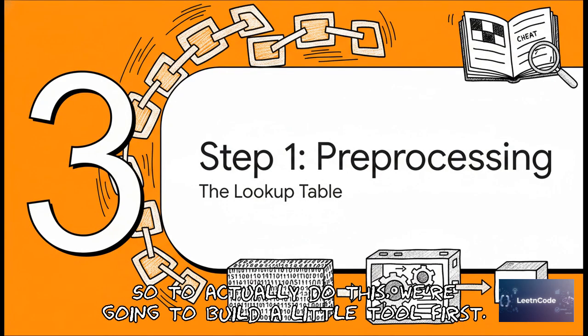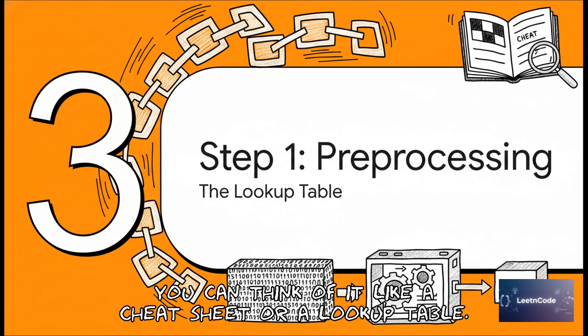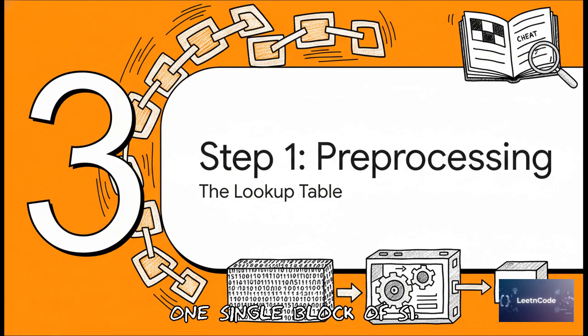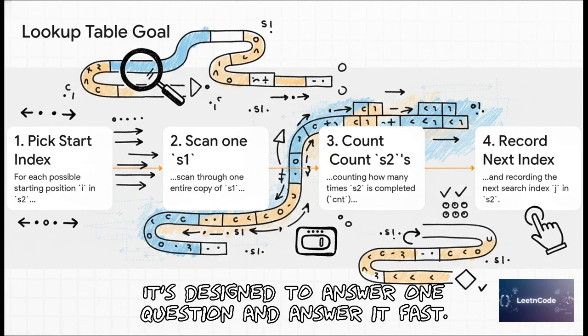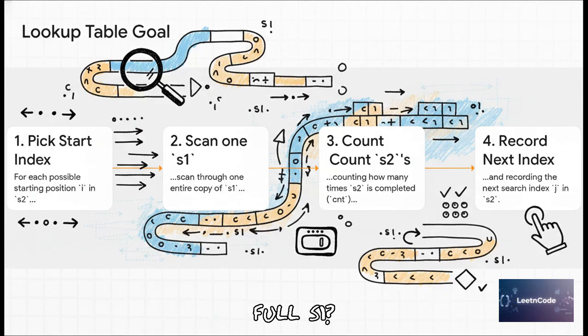So to actually do this, we're going to build a little tool first. You can think of it like a cheat sheet or a lookup table. The whole point of this table is to pre-calculate everything that happens when we process just one single block of S1. Here's exactly what that table is going to do. It's designed to answer one question and answer it fast. If I'm starting my search at a certain spot in S2, what happens after I go through one full S1?